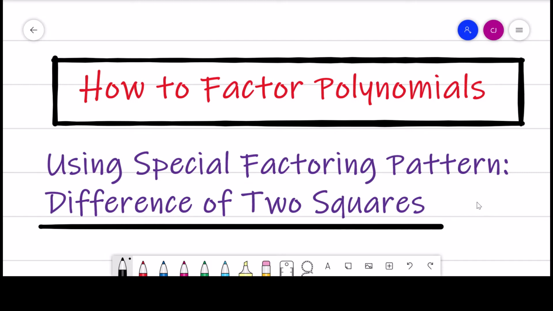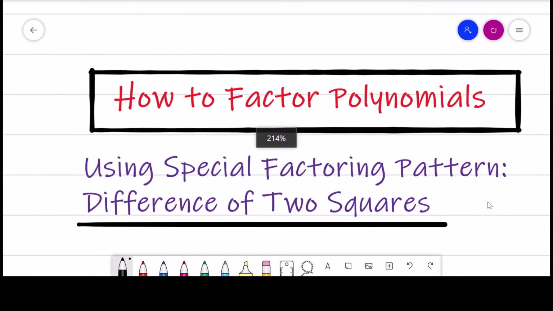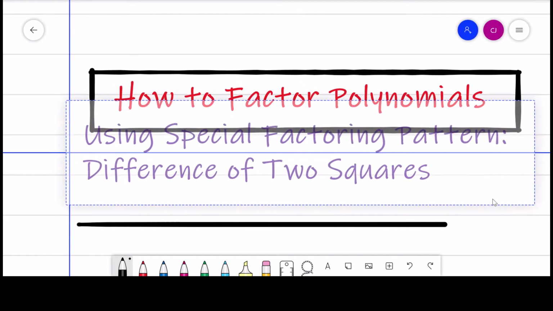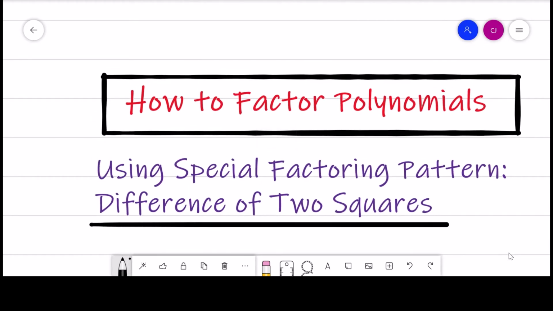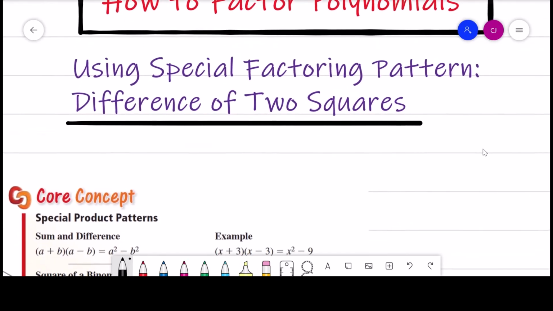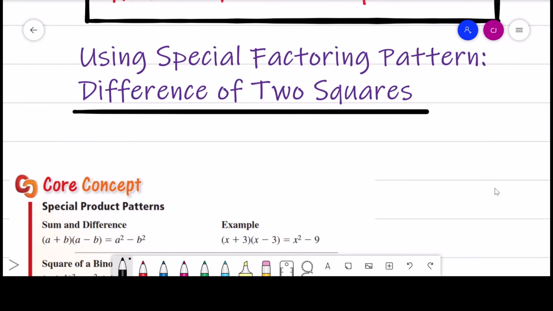What's going on, guys? In this video tutorial, I will be showing you how to factor polynomials using a special factoring pattern called the difference of two squares. So let's look at what the difference of two squares factoring pattern looks like.